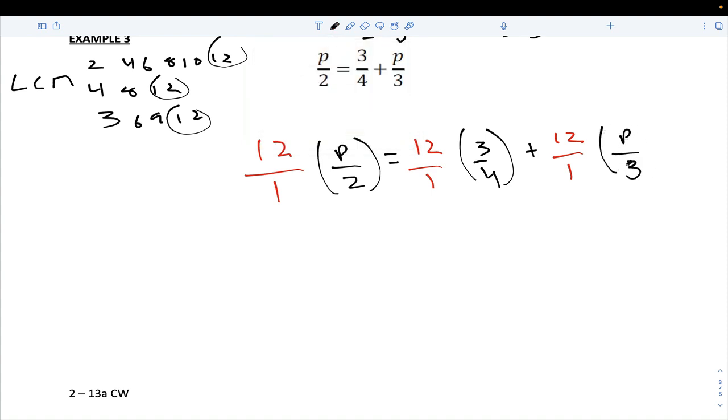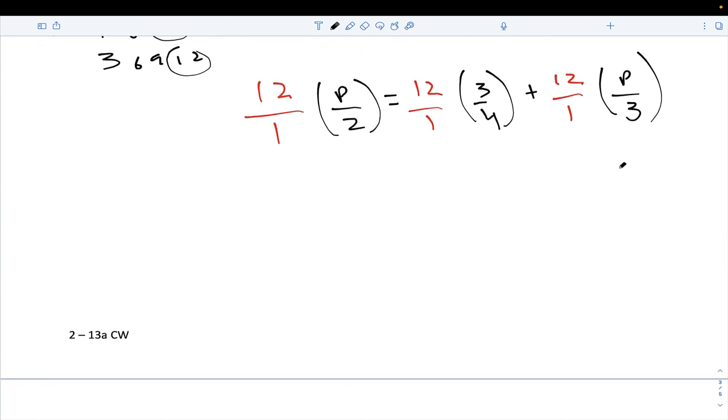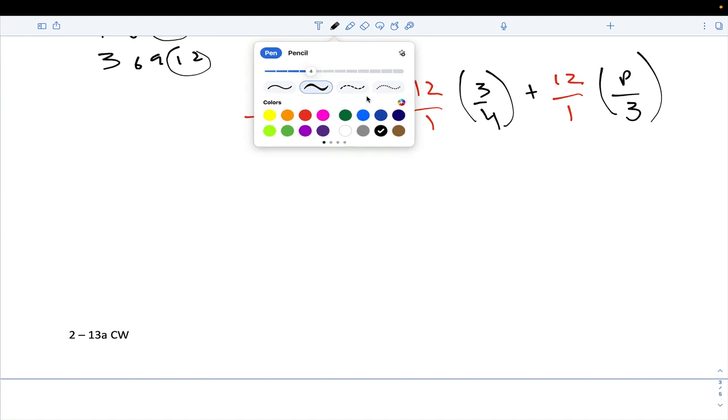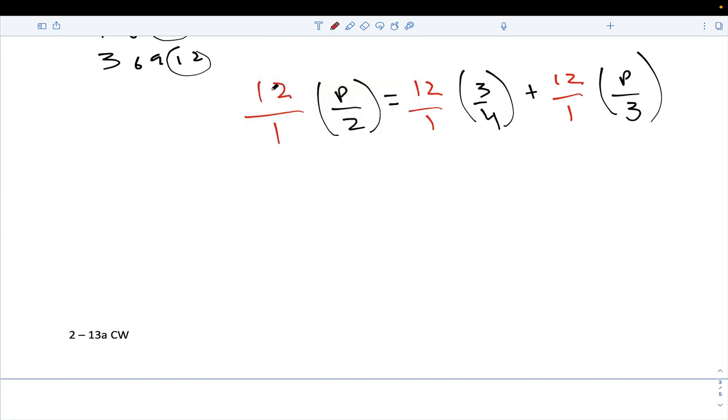P over 3. Okay, let's go. Cam, what can I cross cancel? The 12 and 2. What does it make? And keep going. 12 over 1 times 3/4. Finn, what can I cross cancel? The 12 and 4. What does it make? 1 and 3. Good. And 12 and 3, Chad, what does it cancel? 12 and 3 is 4.